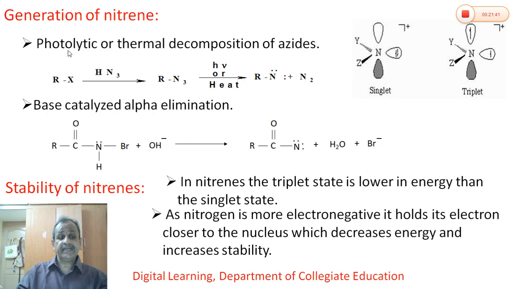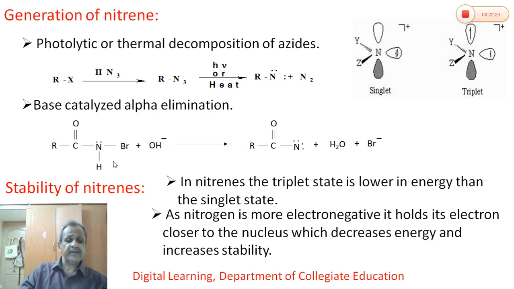It is generated by the photolytic or thermal decomposition of azides. So we take an alkyl halide. When it is treated with hydrazoic acid, then HX is eliminated and RN3, azide, is formed. When this azide is heated or exposed to diffuse sunlight, then the bond between nitrogen and nitrogen is broken. The nitrogen molecule is eliminated and 1 nitrogen is attached to the alkyl group with a lone pair of electrons. This is known as nitrene intermediate.